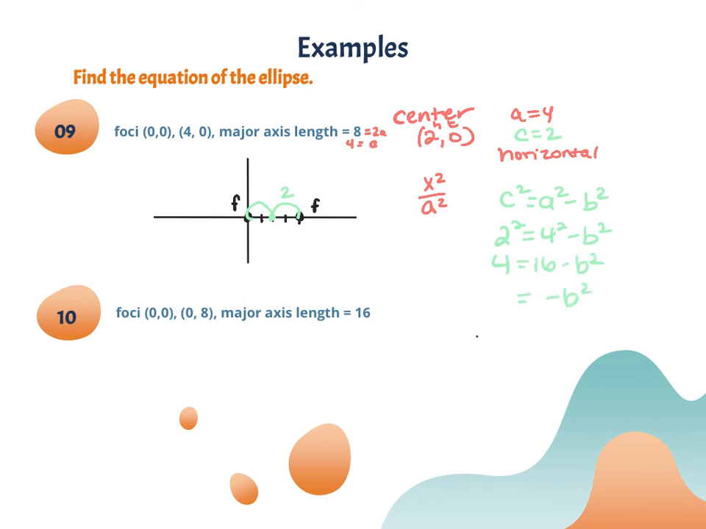Wait, didn't you already have b? No, we didn't have B. We had C and we had A. Focus is C, major is A. If it's horizontal, then you do 2a, and if it's vertical? No, major is always 2A, minor is 2B, always. It doesn't matter if it's vertical or horizontal. So since it's horizontal, would it be x minus h over? The A goes under the H, yep. What do you mean major and minor again? Like the word major and minor. So major axis is 2A, minor axis is 2B.